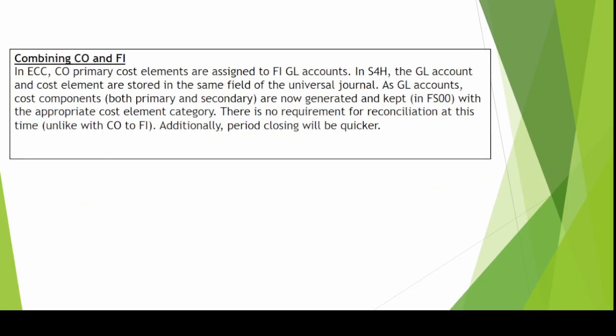Secondly, SAP combines FI and CO, whereas the cost elements are assigned to FI GL in ECC. In legacy ECC, the user has to assign the cost element to the GL account. But in S4 HANA, the GL account and cost element are stored in the same field of the universal table. As GL accounts, cost elements, both primary and secondary, are now generated and kept in FS00 with the appropriate cost element category. There is no requirement for reconciliation at this time, unlike with FI and CO in ECC. Additionally, period closing will be quicker.